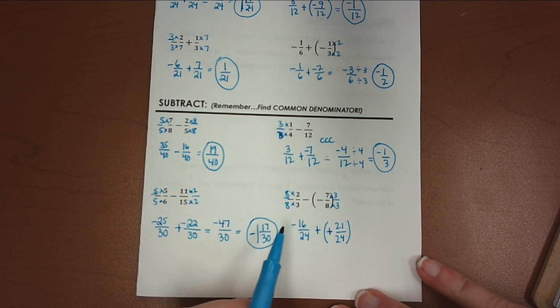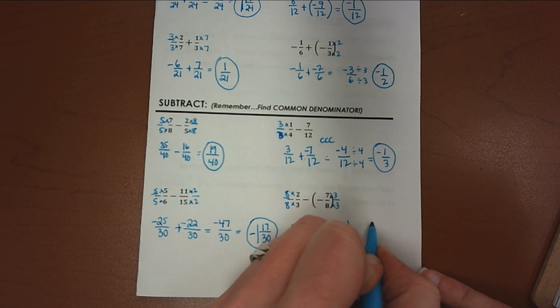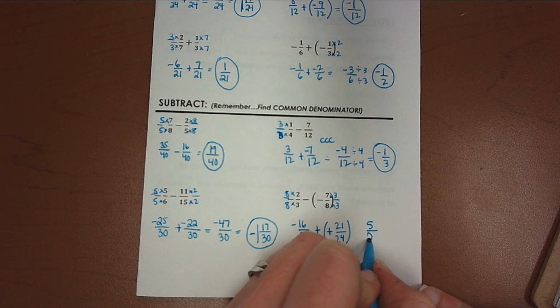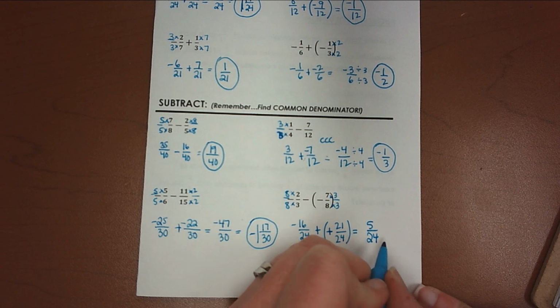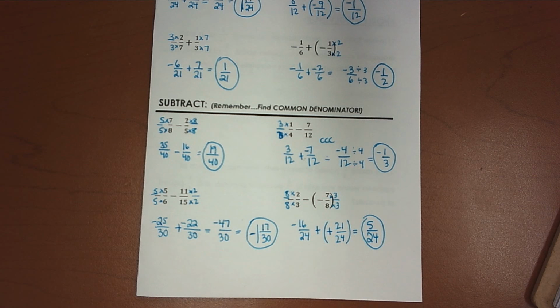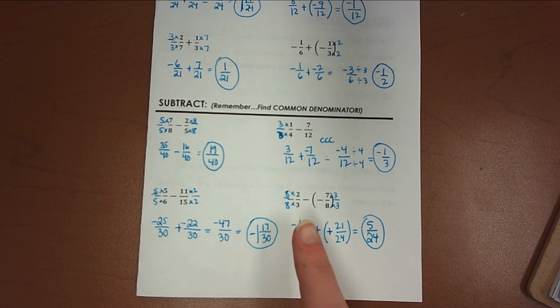Different signs, I subtract. 21 minus 16 is 5. Keep the sign of the higher number, which is positive, and keep my denominator. And 5/24 is in simplest form. It's not an improper fraction. So we would say that negative 2/3 minus negative 7/8 is equal to positive 5 over 24.